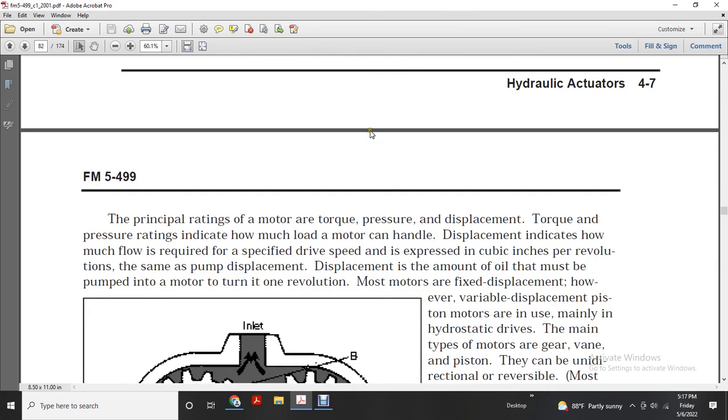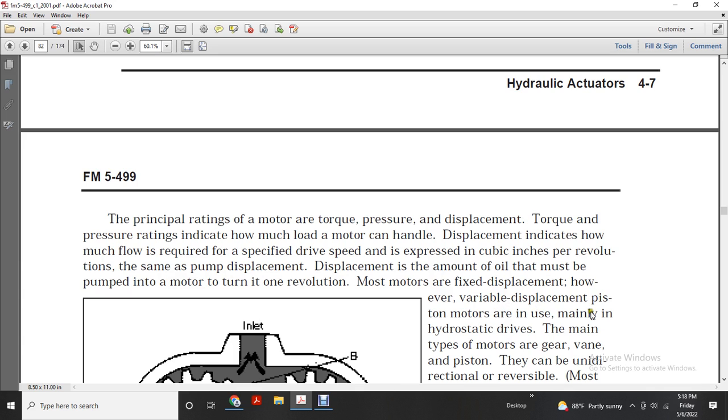Basic ratings of a motor are torque, pressure and displacement. Torque and pressure ratings indicate how much load the motor can handle. The displacement indicates how much flow is required for a given speed, and is expressed in cubic inches per revolution, the same as pump displacement. Displacement is the amount of oil that must be pumped into the motor to turn it one revolution. A motor may be fixed displacement or variable displacement.